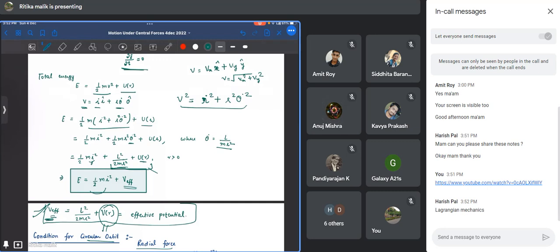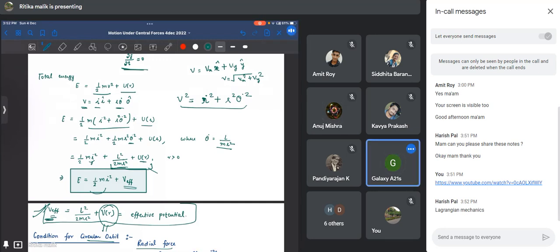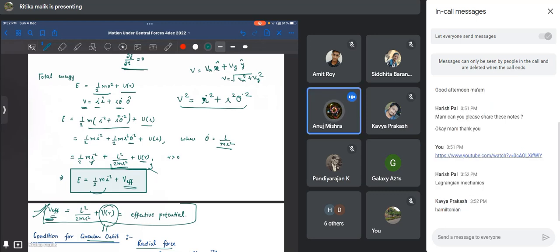Okay, hello. Anush Mishra, you are saying something. Ma'am, I'm asking which book we can prefer for classical mechanics preparation for a short time. Just for concepts, with very clear-cut questions, ma'am. That's why I'm asking.